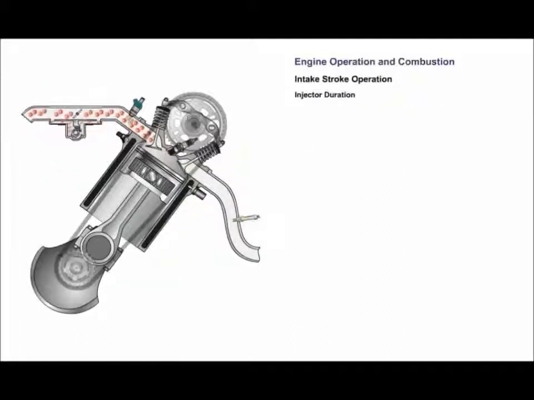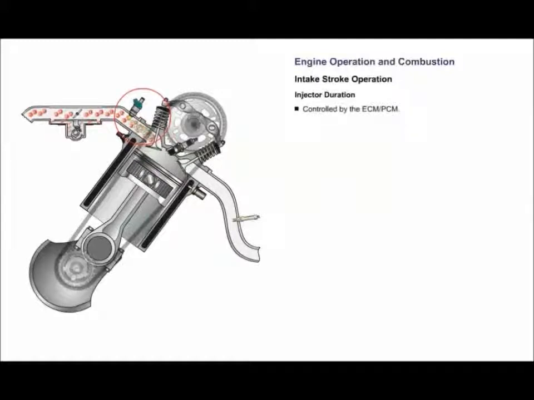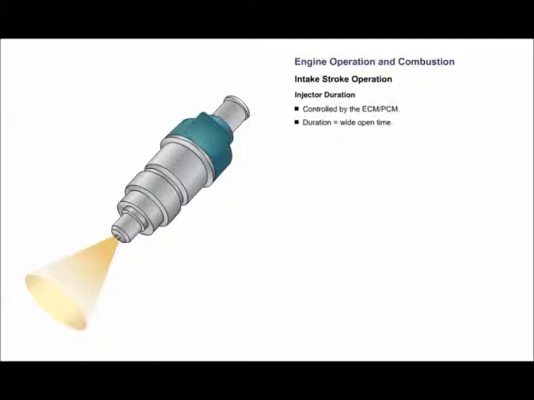As the air is moving into the combustion chamber, the ECM-PCM opens the injector wide open for a precise amount of time to provide the correct ratio of fuel to air. The length of time the injector is held wide open is defined as injector duration. The longer the injector is held wide open, the more fuel enters the combustion chamber. Injector duration is measured in milliseconds. 1 millisecond equals 1/1000th of a second.